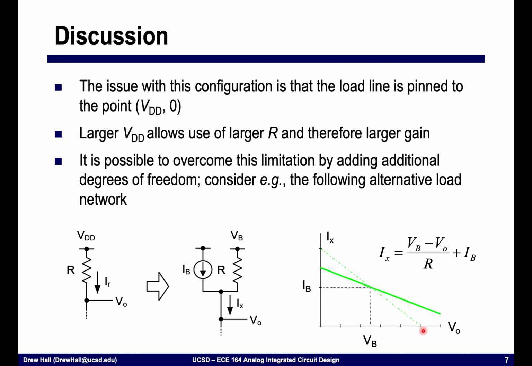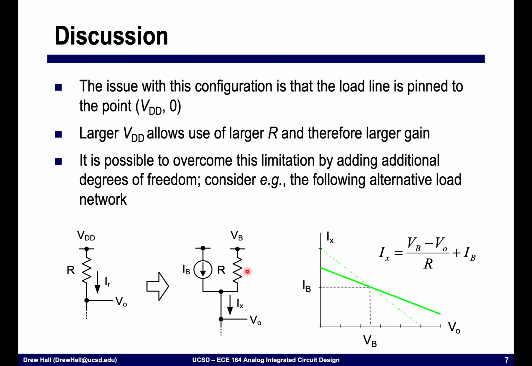Alternatively, another way of looking at this is, what if I change my load network? What I mean by that is, instead of just using a resistor, what if I decouple it? What if I use a resistor and a DC bias current? The idea is rather straightforward. This current source here is going to set the DC operating current of the transistor, and this resistance here is going to be a small signal load.